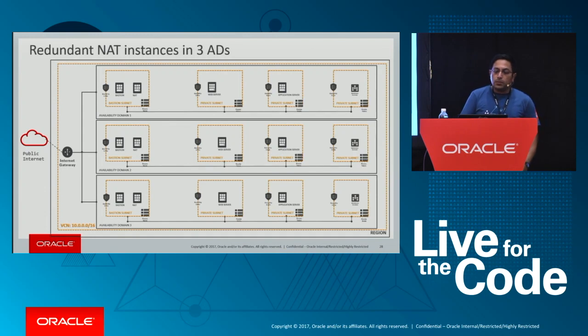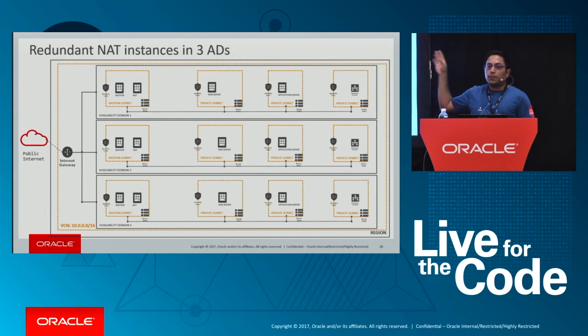So to do that, we update the routing tables of these private subnets to point to the NAT instances. Now, I've started from creating the private subnets, the Bastion host, etc.